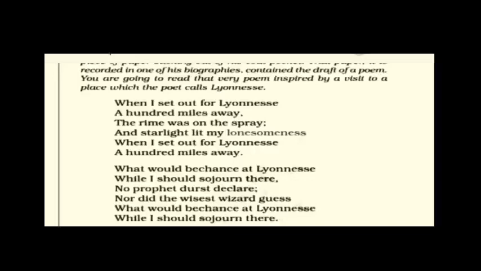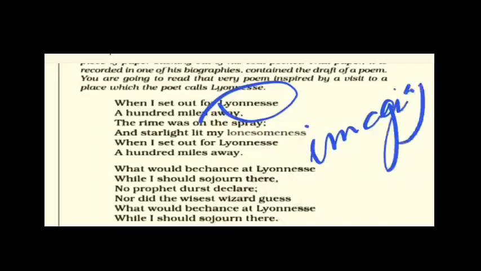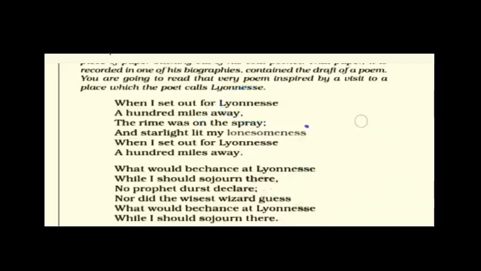So, what is lonesomeness? First of all, before we begin, class, what is Lyonesse? In Arthurian legend, it is the mythical birthplace of Sir Tristram, in England, believed to have been submerged by the sea. But here, in this poem, Lyonesse is an imaginary place. Do not get confused. The poet imagines to have visited Lyonesse. Alright, so now let's continue.